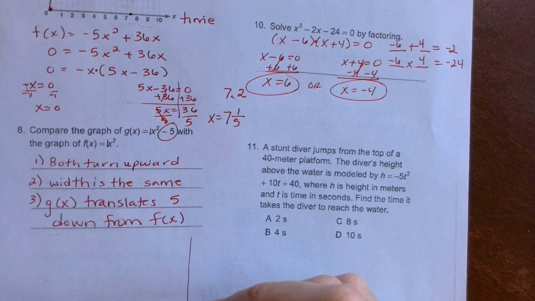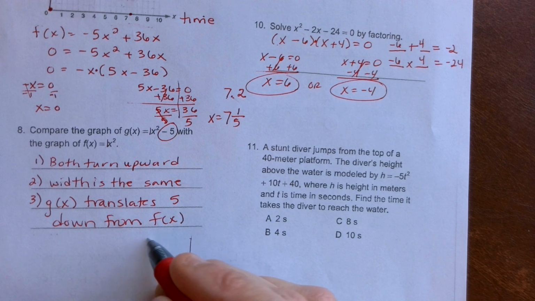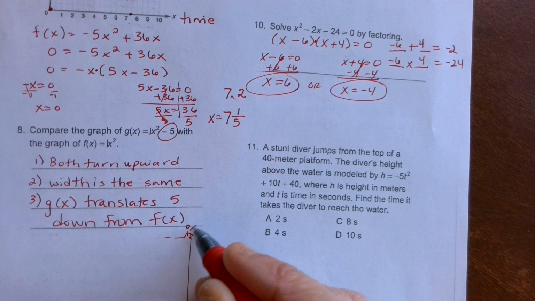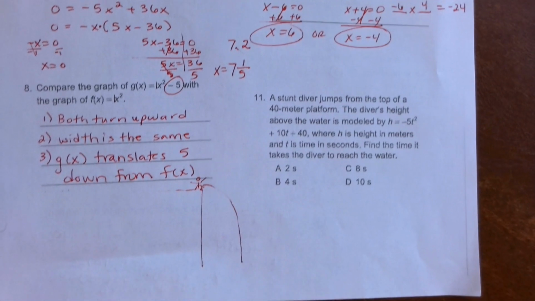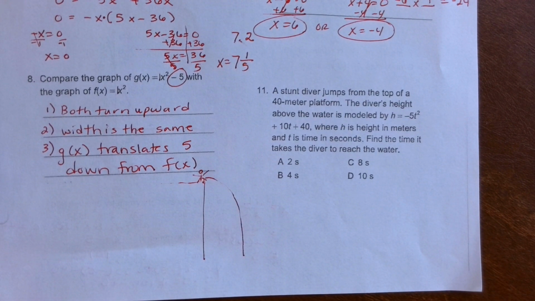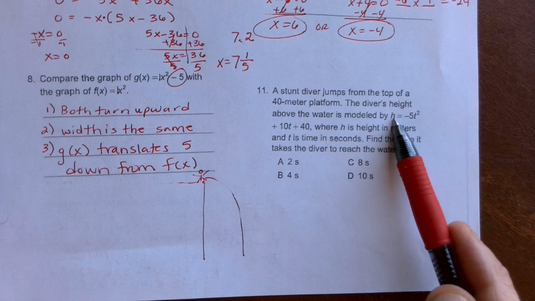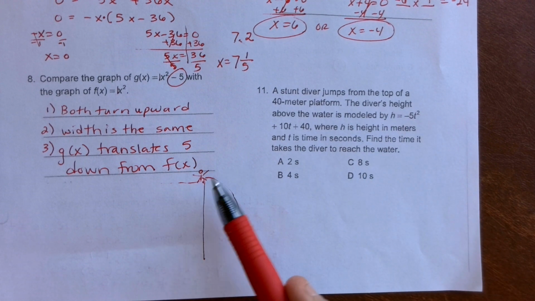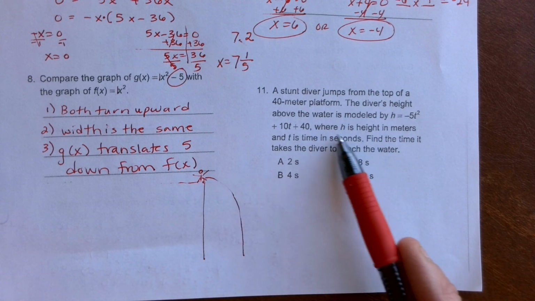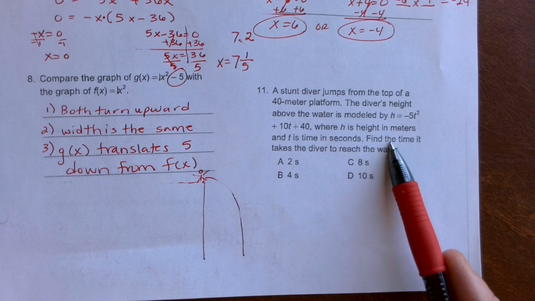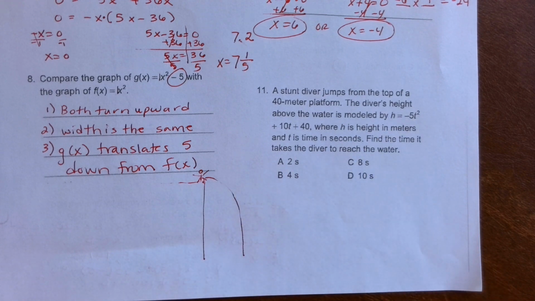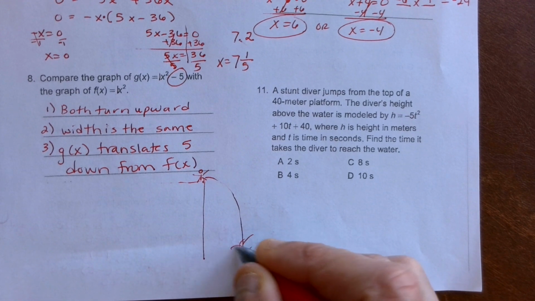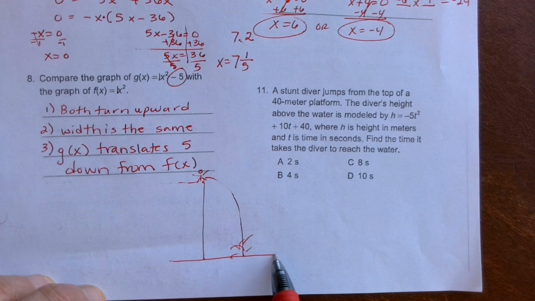Okay, so you've got this diver, and he's up here on this platform, he's just standing there, and he's gonna dive right down. Let's get my drawing on the camera so you can see it. All right, so the diver's height above water is modeled by this. This is our height. What does it ask us to do? It says find the time, so we're trying to find the t, that it takes the diver to reach the water. So when it hits the water, what is the height?